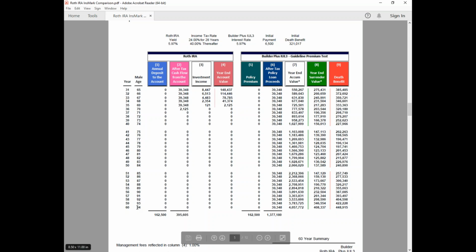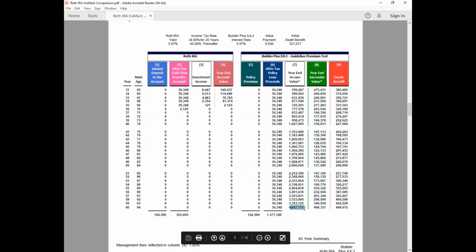Yeah, and so here, I'll just stop here at 94. Those are the next page, but the Roth IRA gave them $395,000 of tax-free income. But the life insurance policy, we're talking about almost $1.4 million from $162,000 that they put into it. In addition, there's still $450,000 that'll be payable upon death. This is after the loan is paid off.